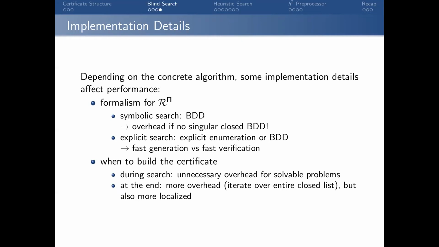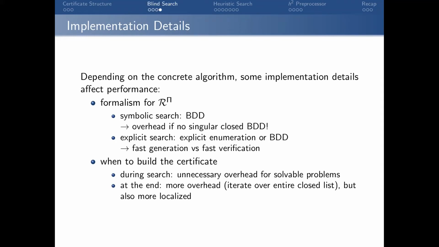The second question is, when do you actually want to build the certificate? Again, there are two obvious choices. You can build it during searching. So every time you see a new state, you just write it into your certificate. However, that's a bit unnecessary if your planner is not only tailored for unsolvability, because you might have solvable tasks and then you write all your expanded states in a certificate that in the end you need to destroy because there's no certificate to be written.